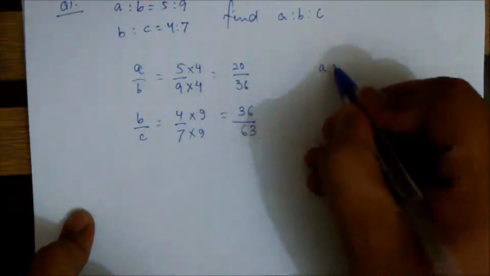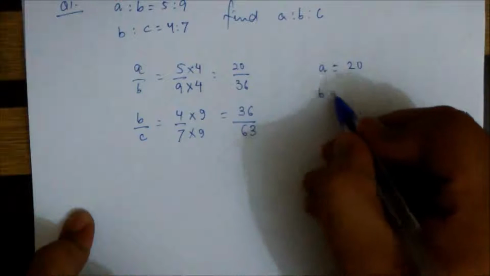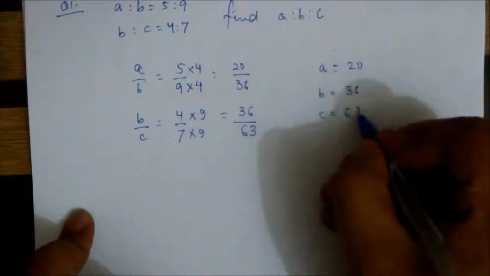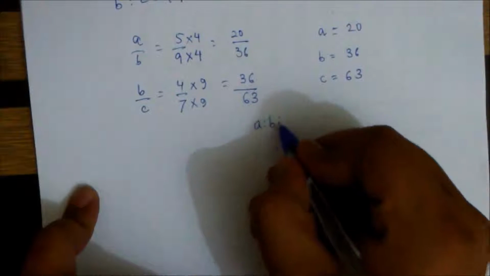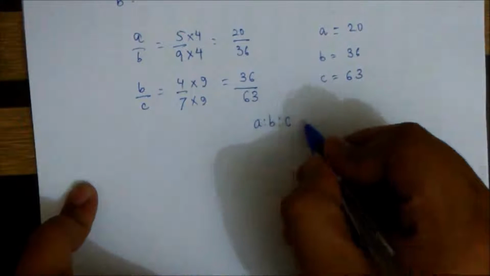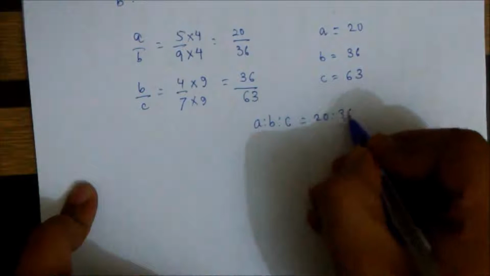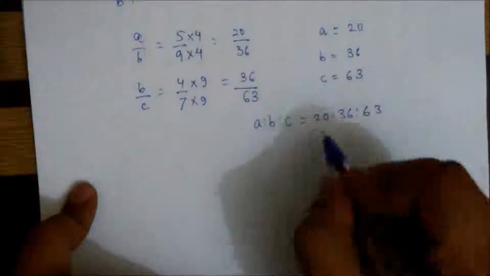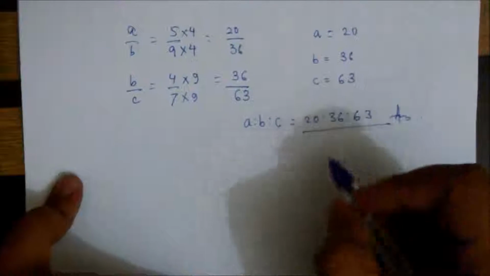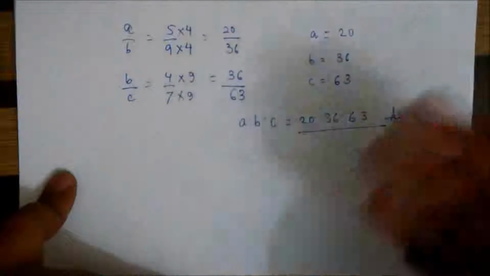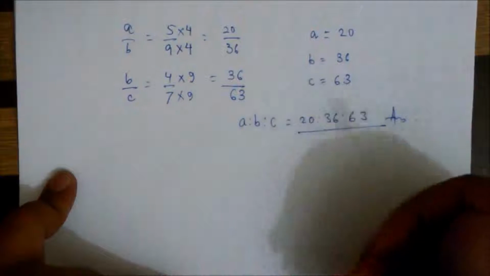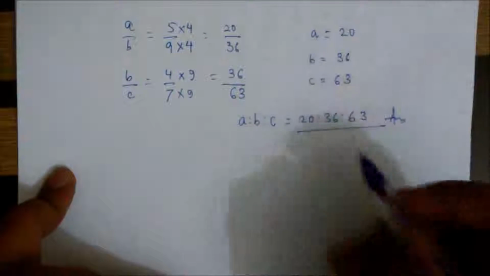Now let's take a look. A will be 20, B will be 36, which is common in both the ratios, and C will be 63. So A is to B is to C will be 20 is to 36 is to 63. Since these cannot be further reduced, this will be the final answer. Else if they had a common divisor, we could cancel them out and come to a final answer. So in this case, this is the final answer.